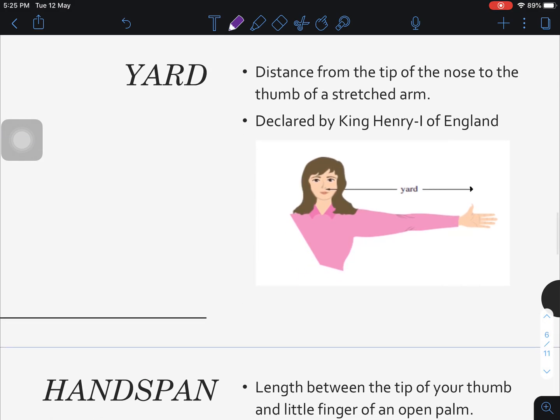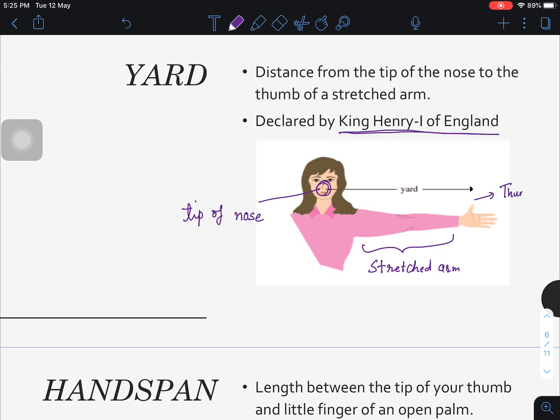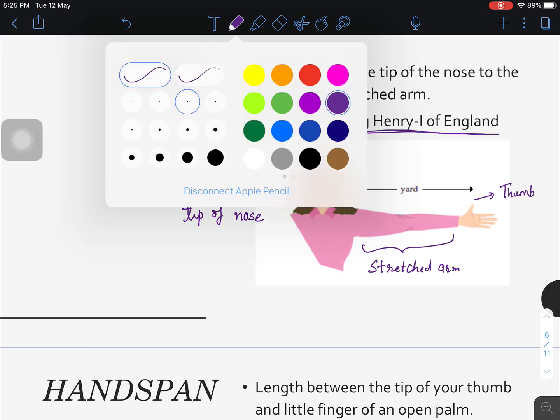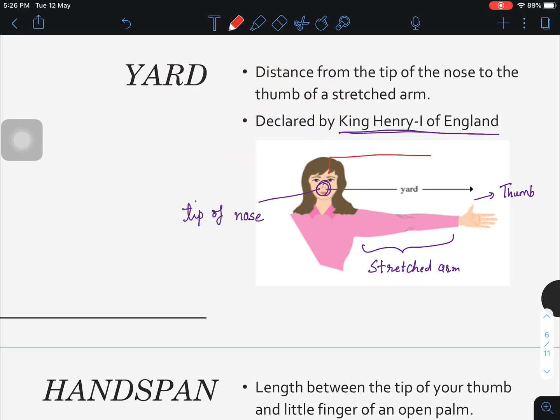Let me show you some examples. There was this King Henry I of England. He said that the distance between the tip of the nose and the thumb, when you stretch out your arm, this is your stretched arm and this is your thumb, this distance between the tip and the thumb will be called a yard.